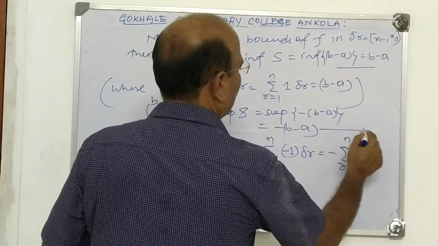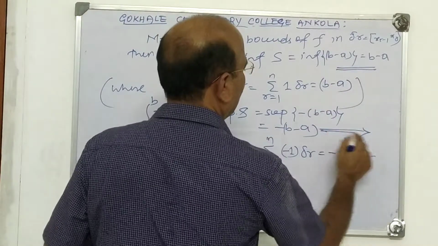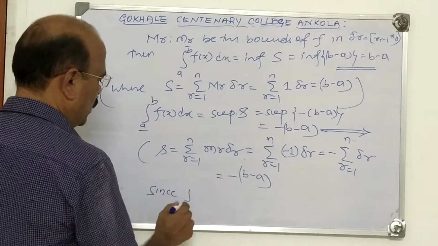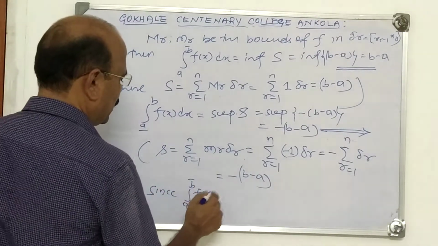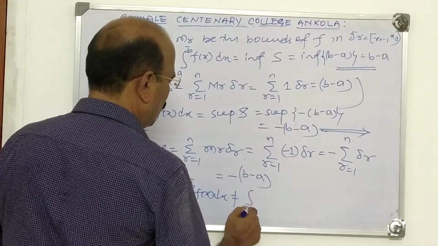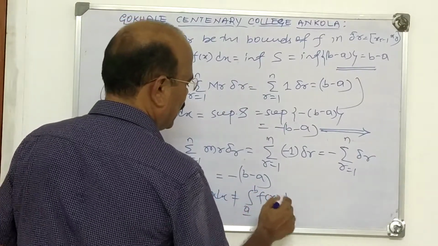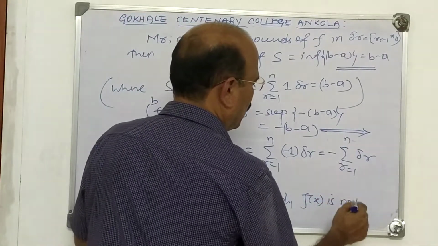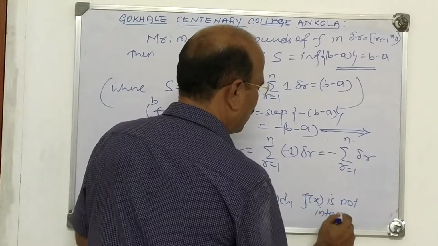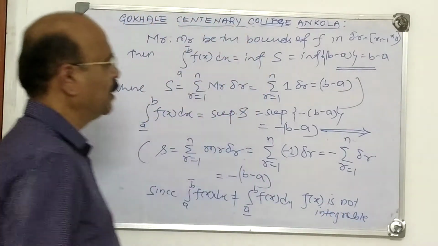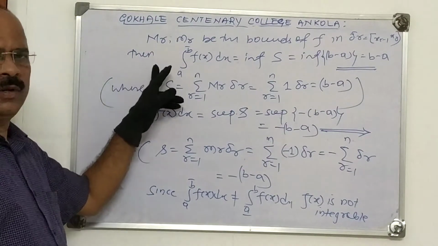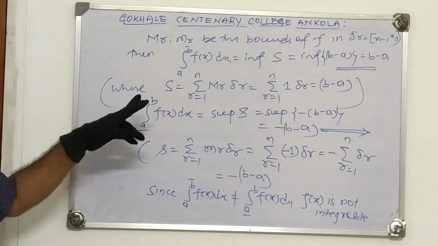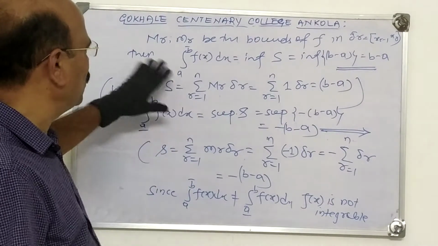Now here, this is the upper integral and this is the lower integral. They are not equal. Since the upper integral of f x dx is not equal to the lower integral of f x dx, f x is not integrable. Therefore, mod f is integrable, but f x is not integrable.